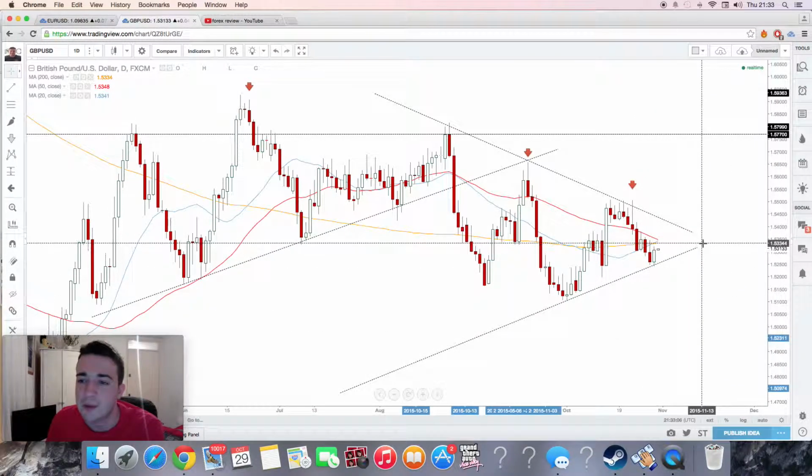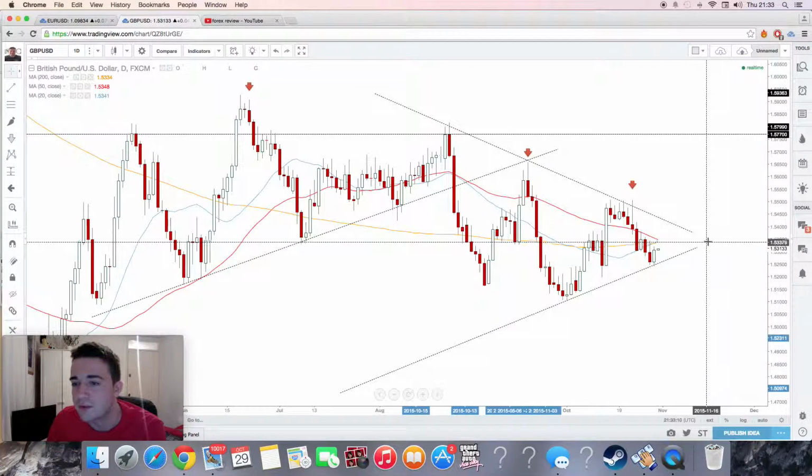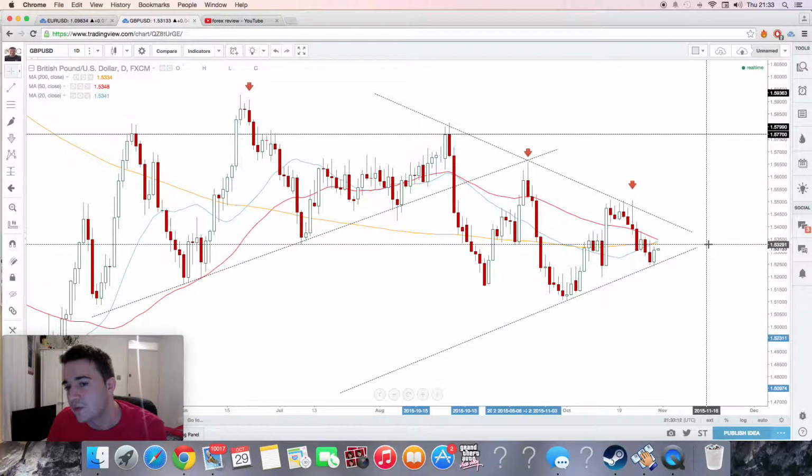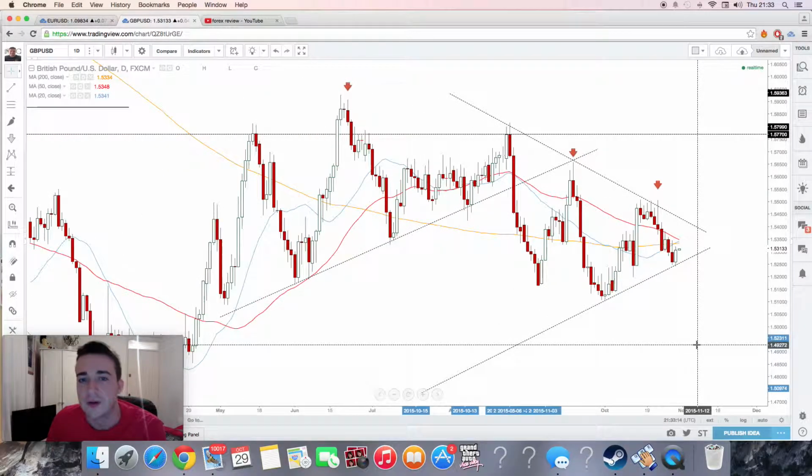Where's the resistance going to be? Well, obviously the resistance is at 153.30s, as indicated by the averages. They're all converged at the moment, which usually means you can get an explosive price move. So it's just something to watch on the sidelines. Unless you're short already, then you can stay short. But if you're not short already, then definitely don't go short because it's going against you.